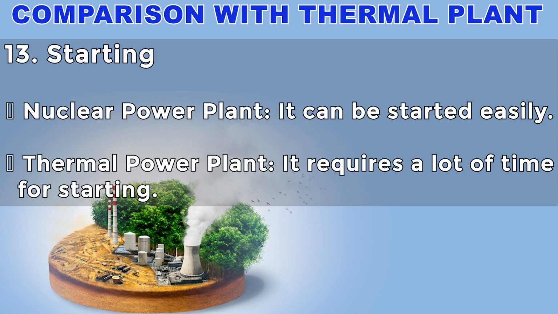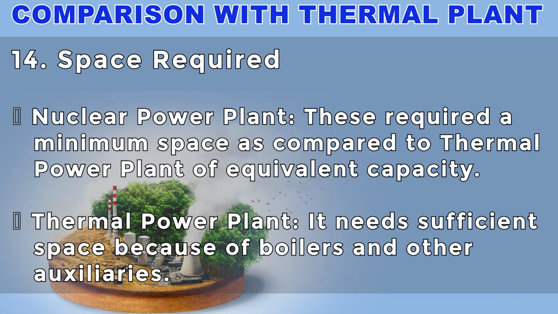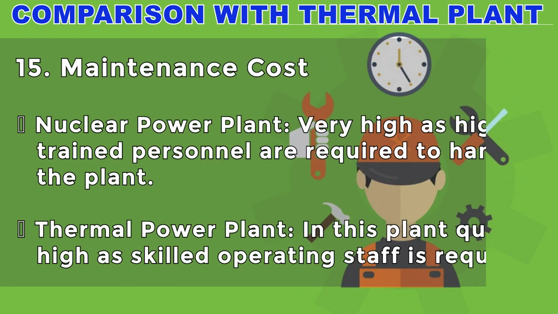Next comparison is space required. Nuclear power plant requires a minimum space as compared to thermal power plant of equivalent capacity, and thermal power plant needs sufficient space because of boiler and other auxiliaries. Next comparison is maintenance cost. In nuclear power plant, very highly trained persons are required to handle the plant, and in thermal power plant, quite high as skilled operating staff is required.